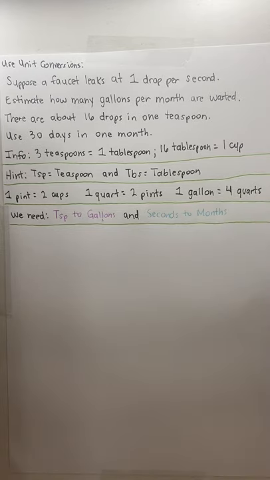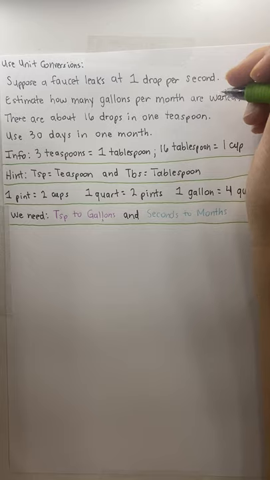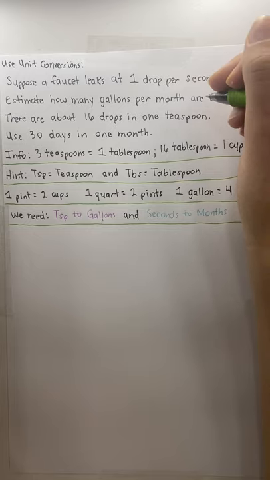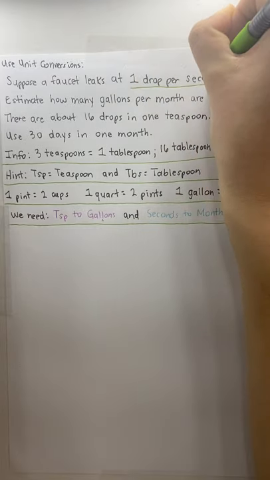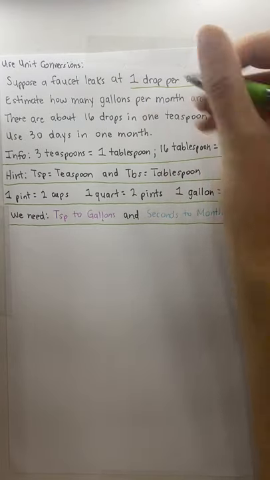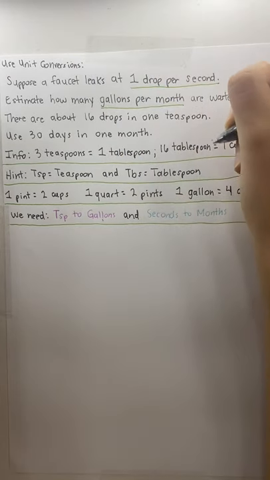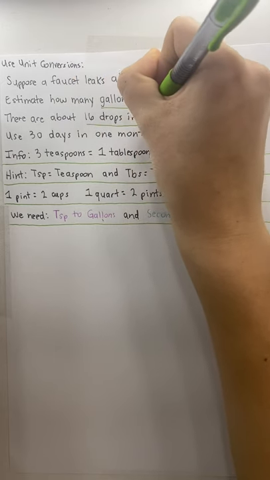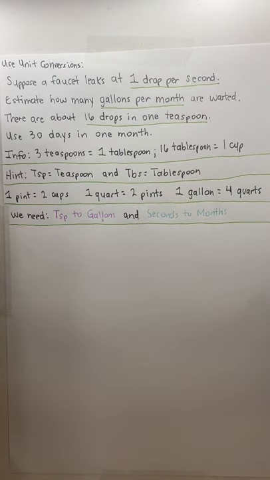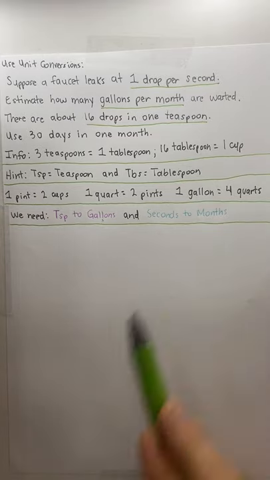So when you go back, first thing we need to do is look at our problem and highlight all of our essential important information. So it tells us that a faucet leaks at 1 drop per second, and it wants us to estimate how many gallons per month are wasted. And it also tells us that there are about 16 drops in 1 teaspoon. All right. So we need to go from teaspoons to gallons and from seconds to months.